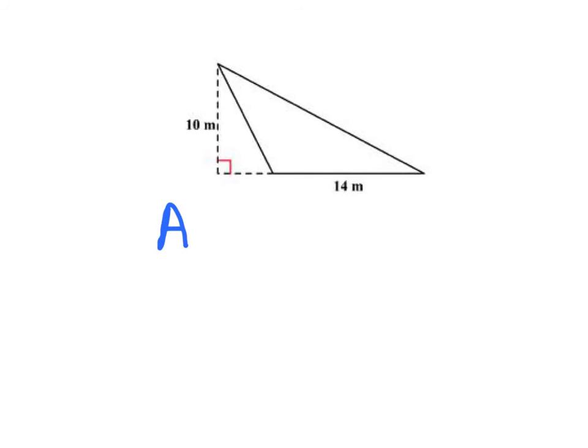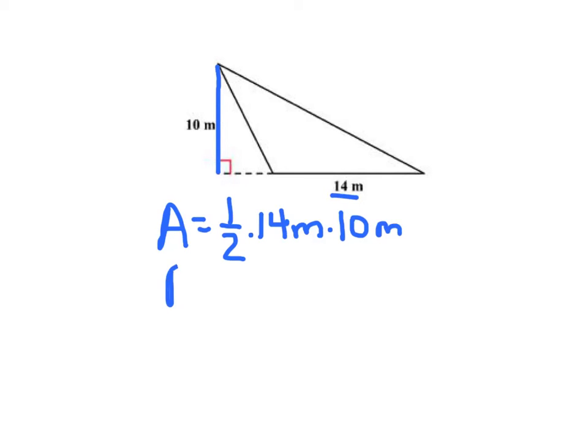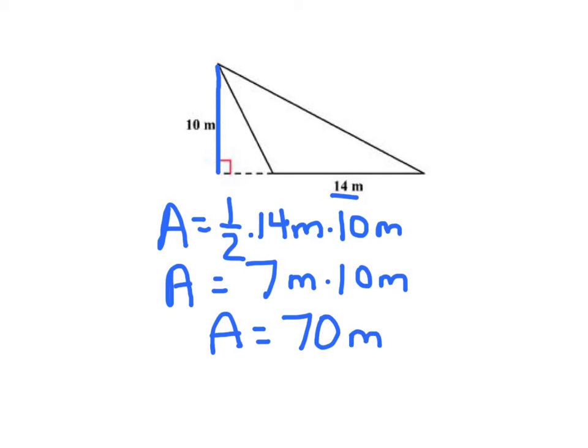Welcome back from pausing the video. We have 1/2 of the base times the height. The base is 14 meters, right here. The height had to be drawn on the outside of the triangle because it's an obtuse triangle, so that height is 10. 1/2 of 14 is equal to 7, and then 7 times 10 is 70. So the answer is 70 square meters. All right, how'd you do?